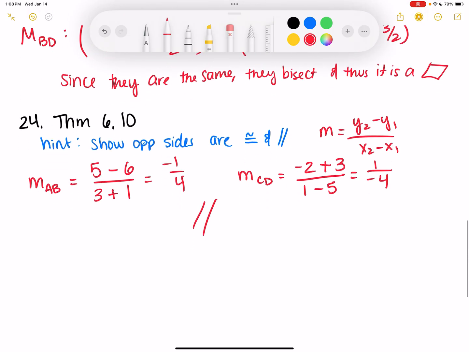Now I'm going to go down, and I need to show that those same sides are congruent, using the distance formula. So the distance formula is the square root of x2 minus x1 squared plus y2 minus y1 squared.